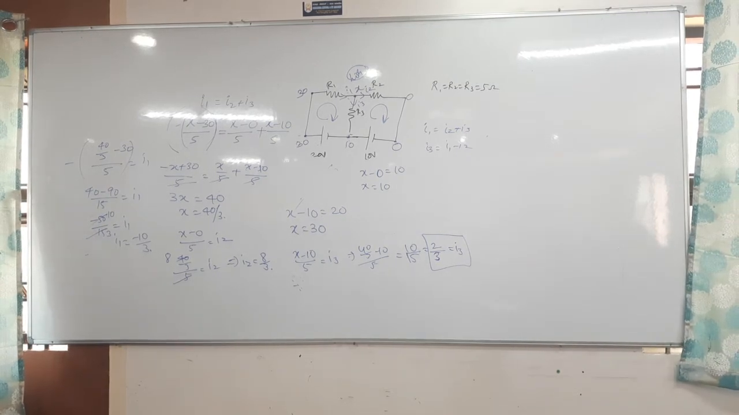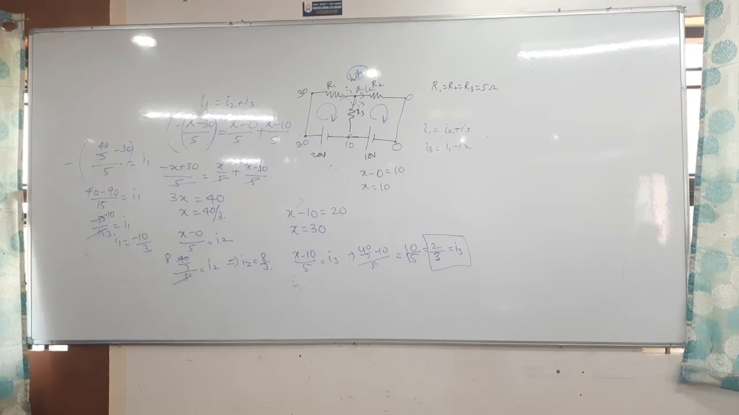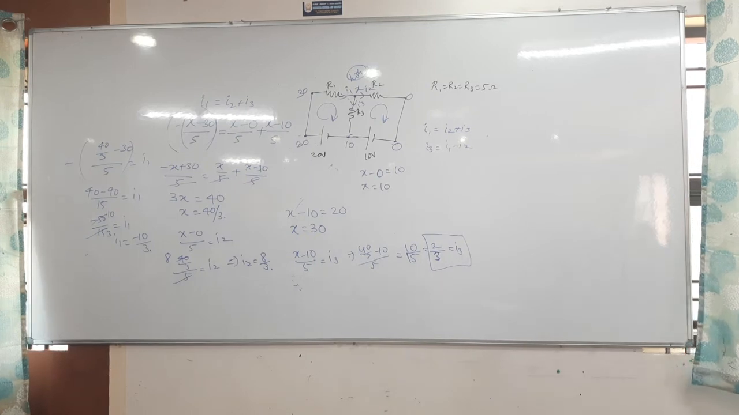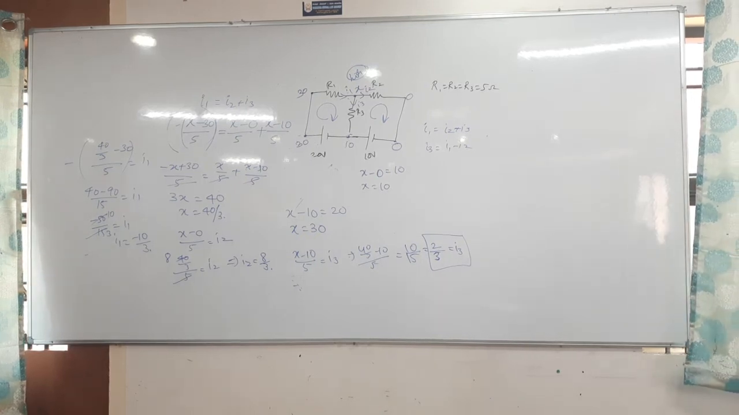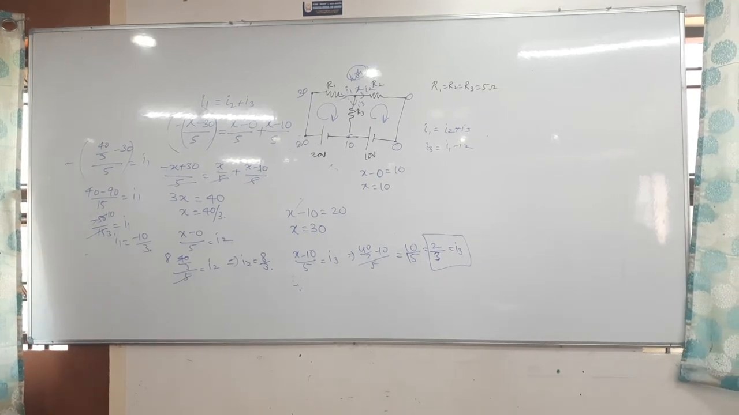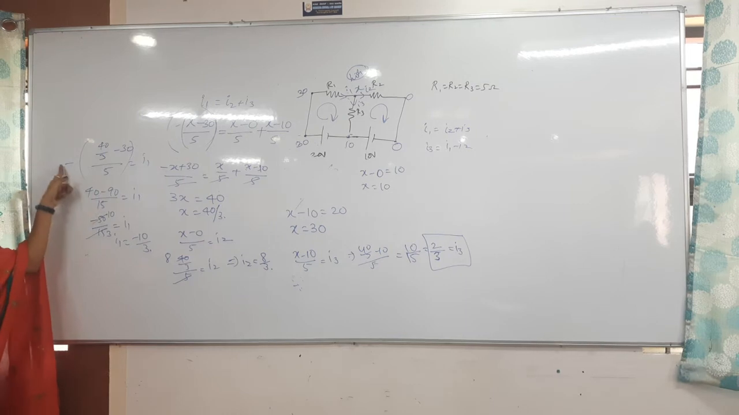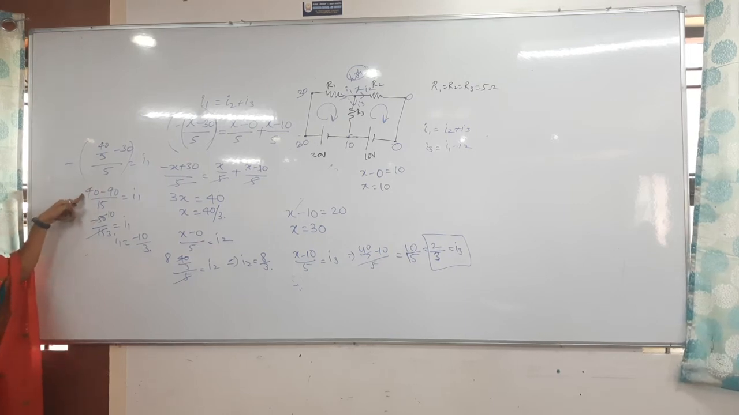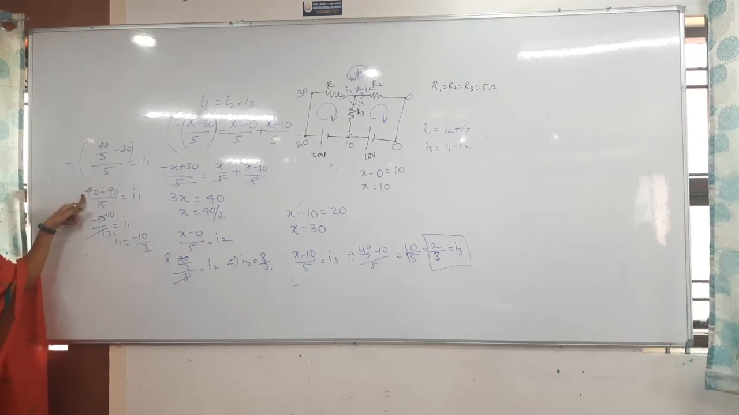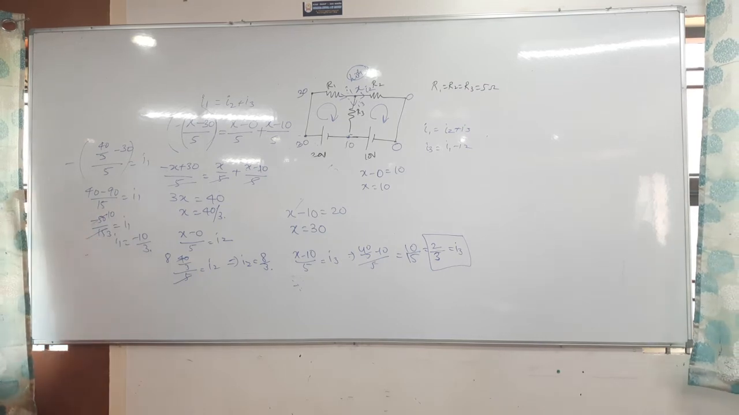Anything wrong? In Dhanush's calculation, anything wrong? You will get +90. However, you will get -40 here. How much you will get? +10, na?